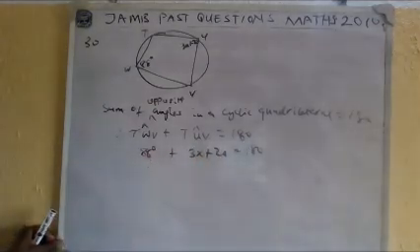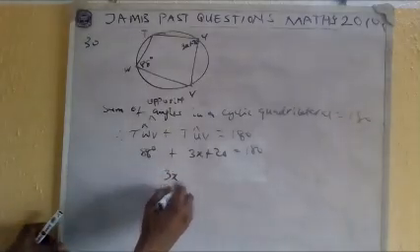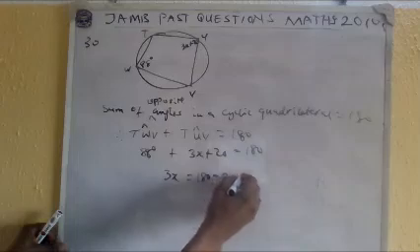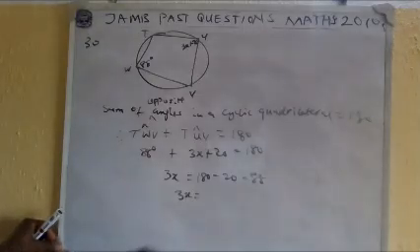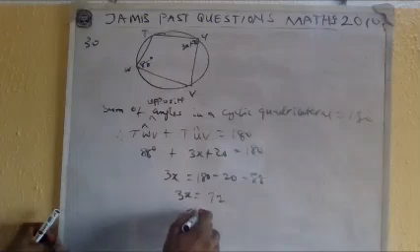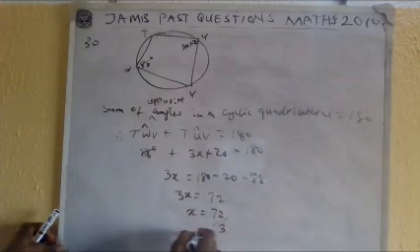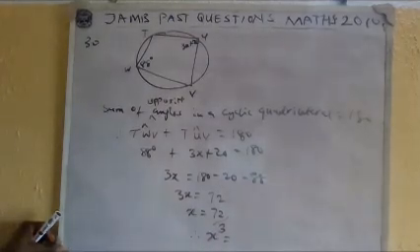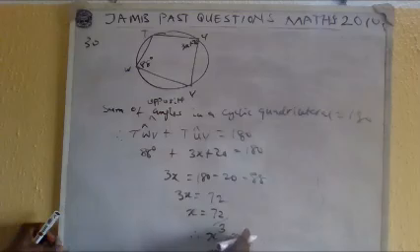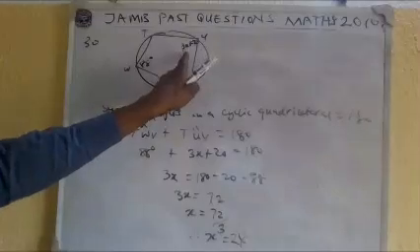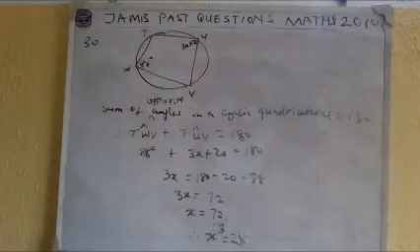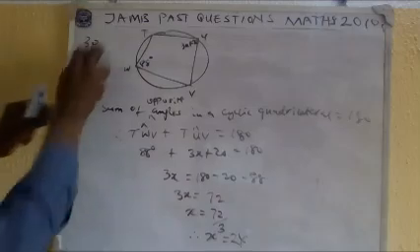So I will collect like terms. 3x on this side, 180 minus 20 minus 88. So 3x is equal to, by the time I solve this, I get 72. And x is equal to 72 over 3. Therefore, x will be 24 degrees. So 24 degrees is the value of x. Okay. All right, the next question, quickly, 31.